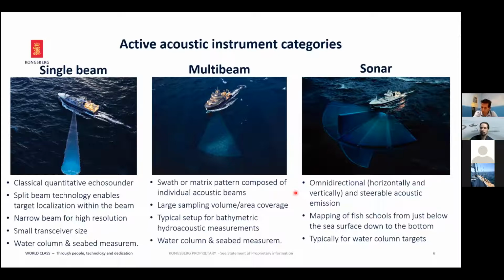Finally, and third in the row, are sonars. Sonars are referred to as omnidirectional systems, so you can look into almost all directions, starting almost immediately under the water surface. This is very powerful when it comes to mapping fish schools, and you typically use a sonar for water column targets.